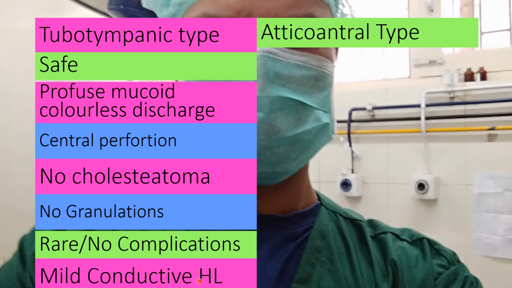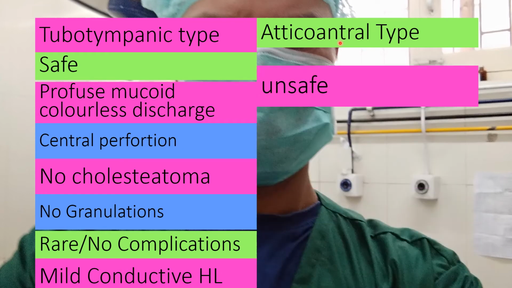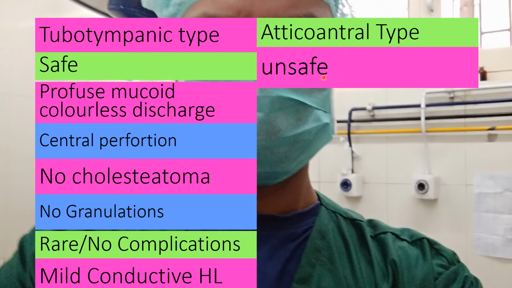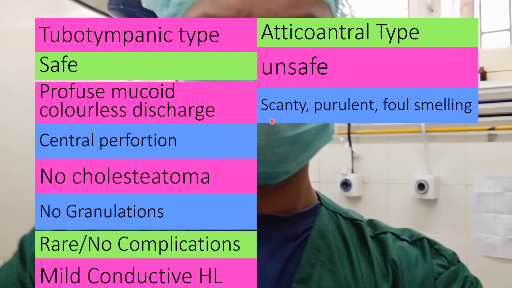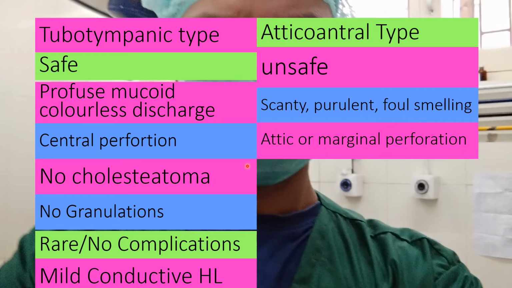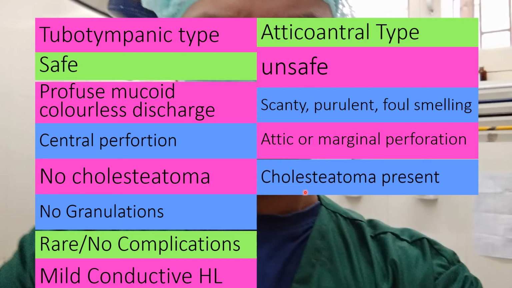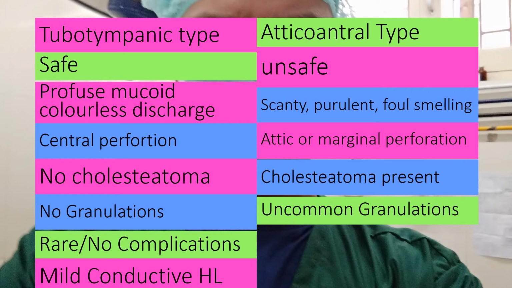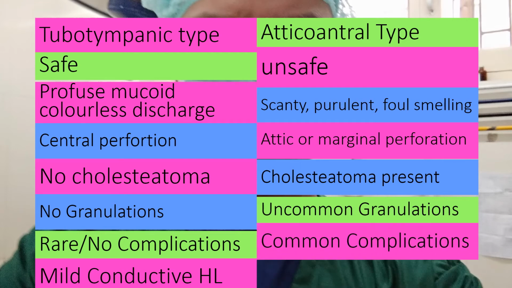Otherwise, in the etiology type we have the unsafe type, also called unsafe. The discharge is scanty, purulent, and foul smelling. It is not central perforation; perforation may be in the attic, or marginal perforation. There is formation of cholesteatoma. Cholesteatoma is present in unsafe disease. Granulations are common; granulation tissues are formed.